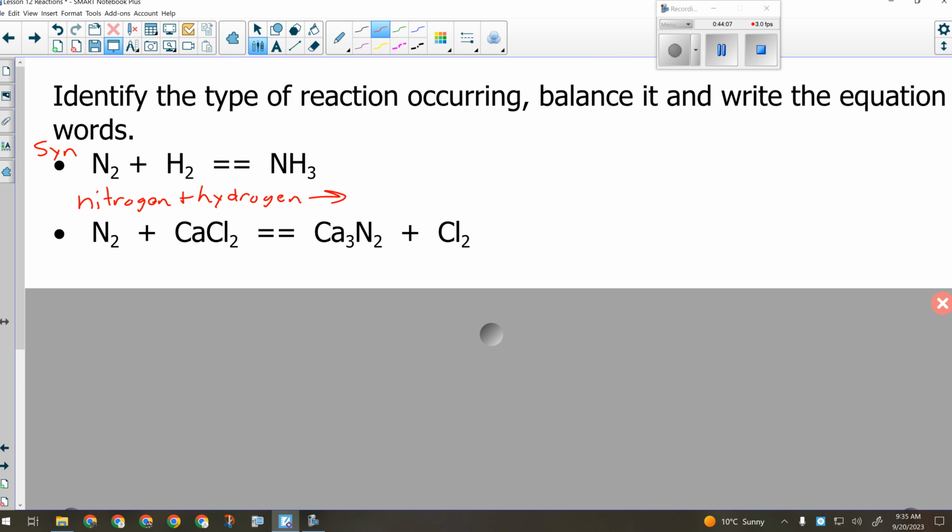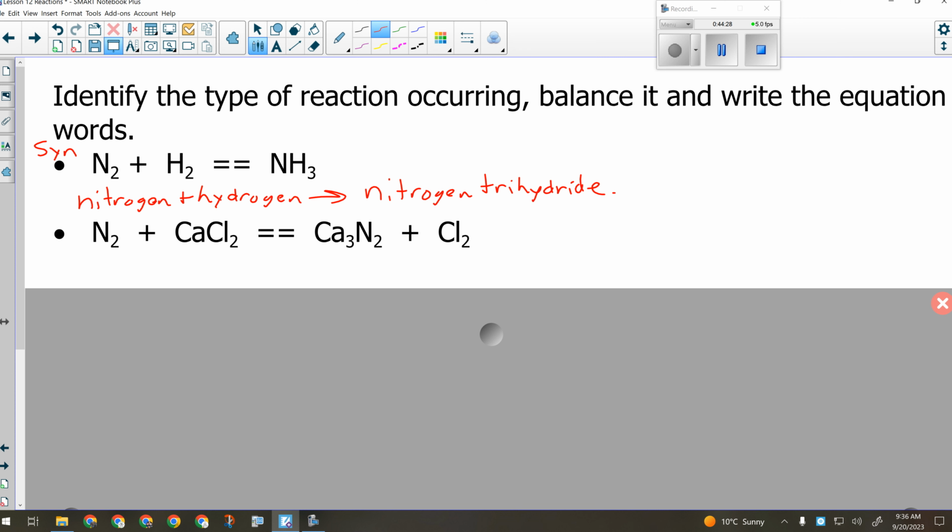and it gives nitrogen trihydride. That's what it looks like in words. What should I balance first? Yeah, I would say probably the hydrogen is a good place to start.